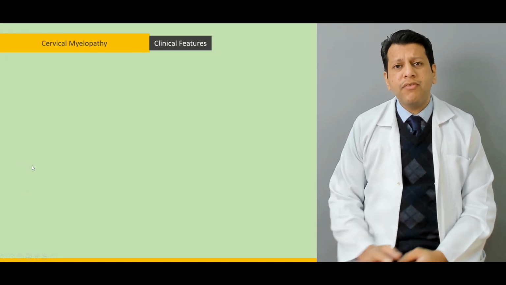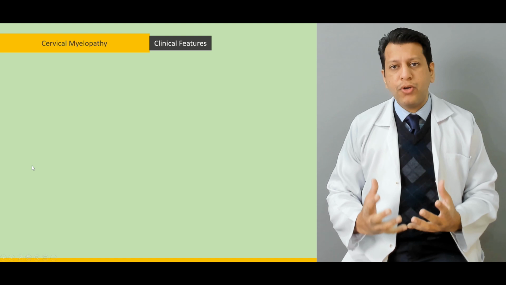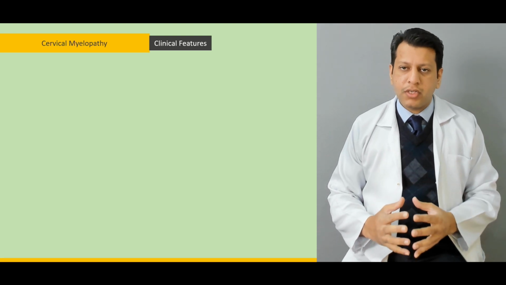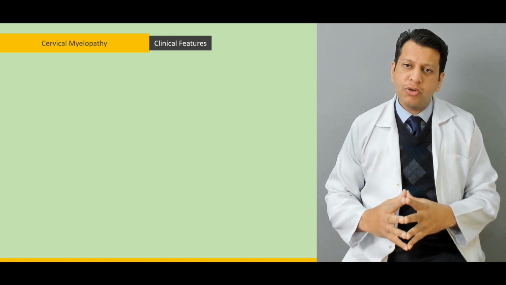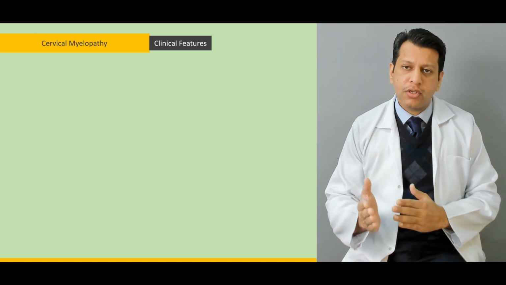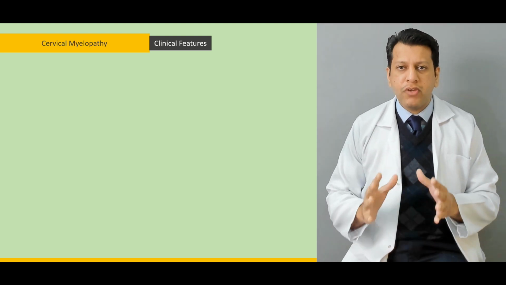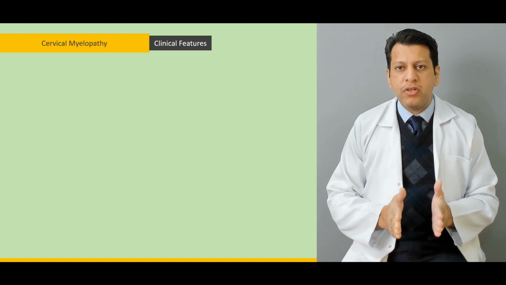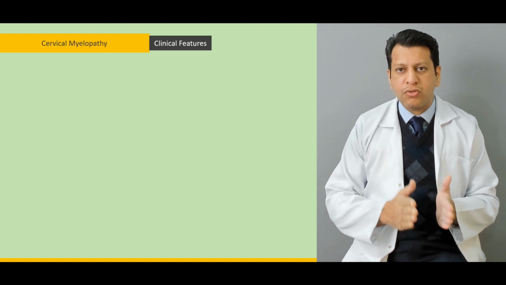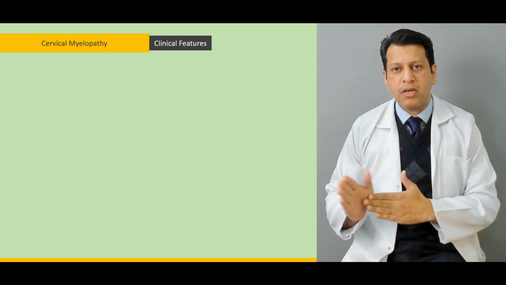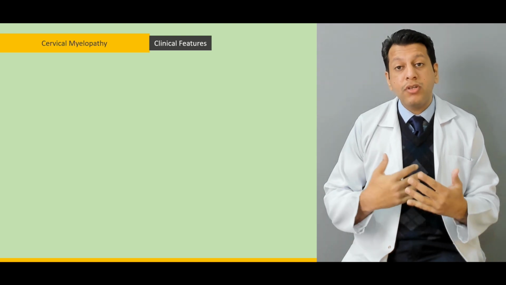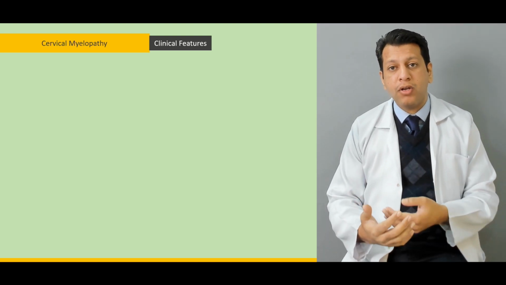Now coming to the clinical features. How would you see a patient with cervical myelopathy? One thing you need to understand before moving on to the clinical features is that a lot of features overlap. For example, some features of cervical spondylosis overlap in radiculopathy as well as in myelopathy. And then there are certain features of radiculopathy which may overlap in myelopathy as well.